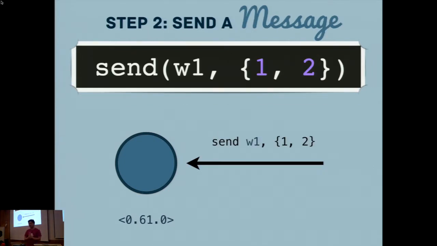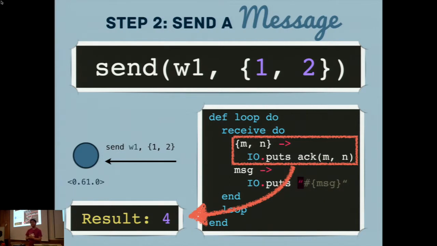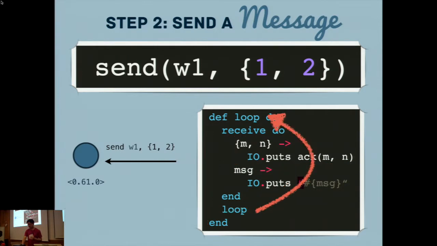Let's send the process a message. The send function takes in the process ID as the first argument and the message as the second argument. The sent message is then pattern matched in the receive block. When the pattern matches, the body is executed. And then we get our result. Finally, the loop recursively calls itself so that it can handle the next message. Without the loop, the process dies and therefore will get garbage collected by the virtual machine.